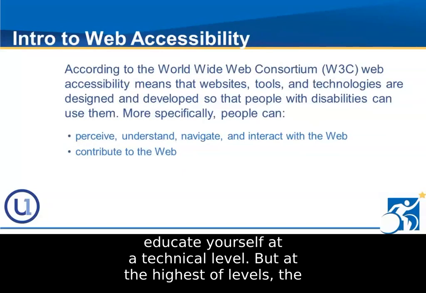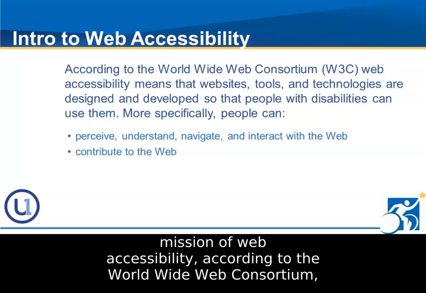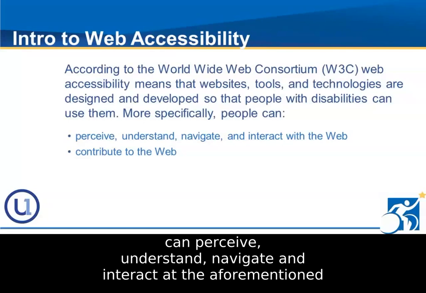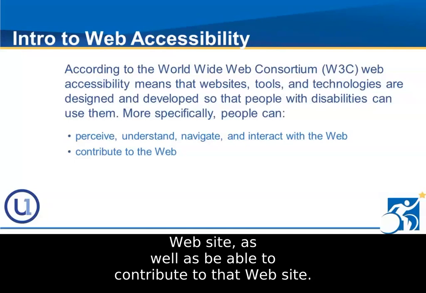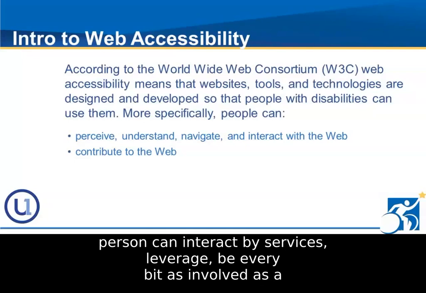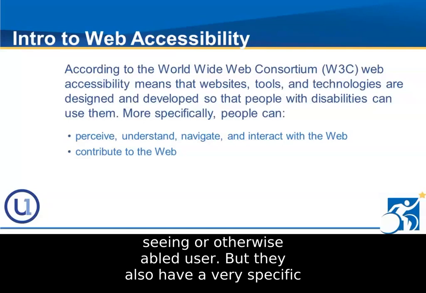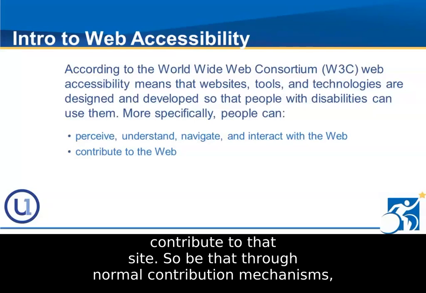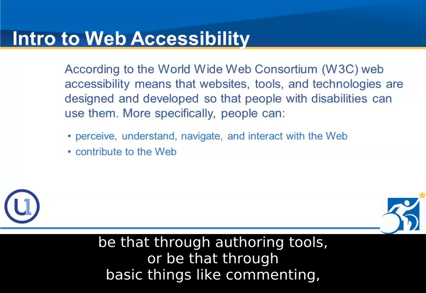But at the highest of levels, the mission of web accessibility, according to the World Wide Web Consortium, the people that define web accessibility standards, is that websites, tools, and technologies will be designed and developed so that people can perceive, understand, navigate, and interact with the aforementioned website, as well as be able to contribute to that website. So those are two very different things. They basically want to say that a person can interact, buy services, leverage, be every bit as involved as a seeing or otherwise abled user. But they also have a very specific requirement that persons with disabilities, and everybody, is able to contribute to that site. Be that through normal contribution mechanisms, authoring tools, or basic things like commenting, tickets, and posting.